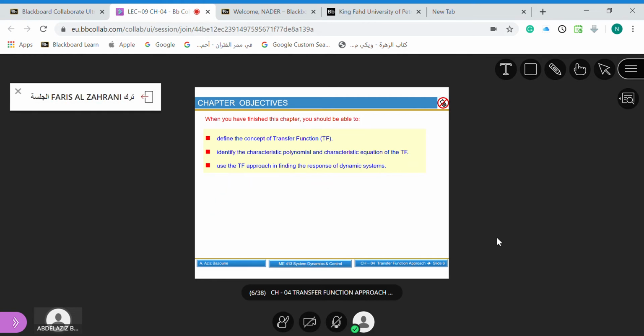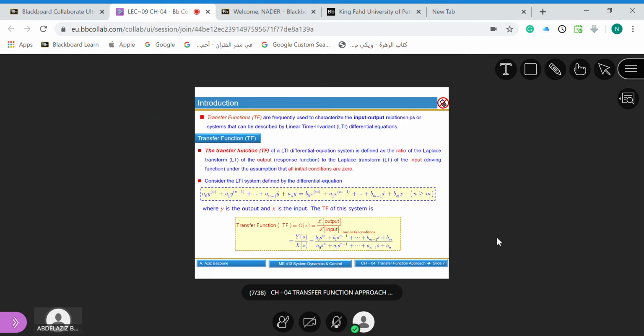So we have an input and an output to the system. We define the transfer function as the output over the input. The transfer function is defined as the Laplace transform of the output over the Laplace transform of the input when all the initial conditions are zero. Suppose you have a system where the input is X of s and the output is Y of s. The Laplace transform of the output over the input is known as the transfer function G of s. As simple as that, in very simple words.